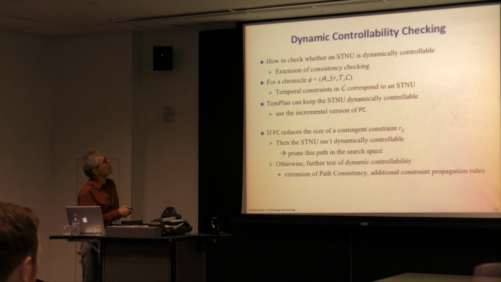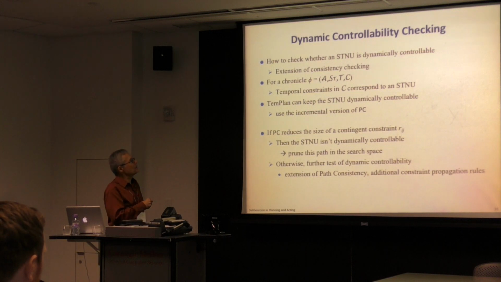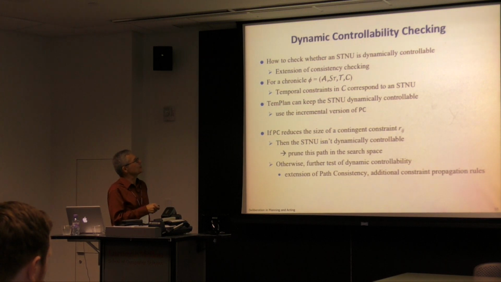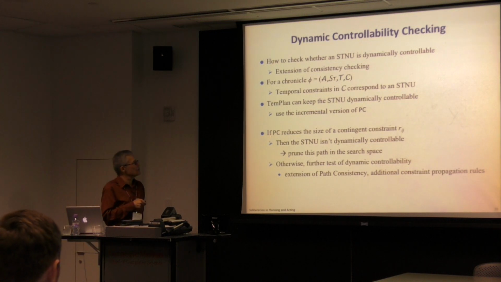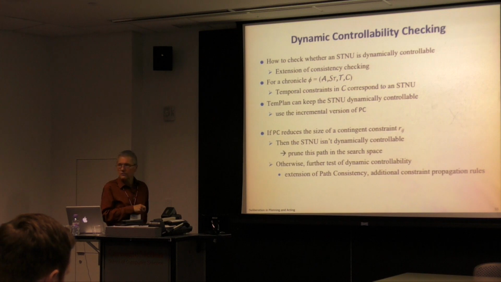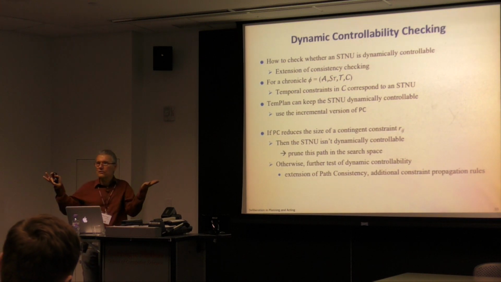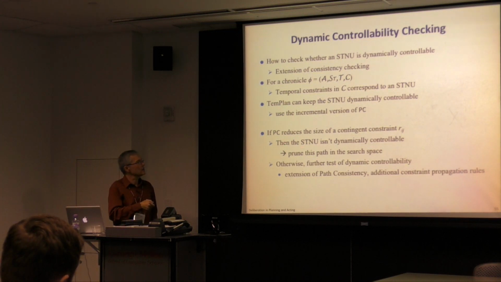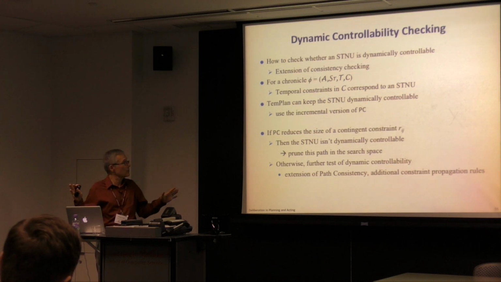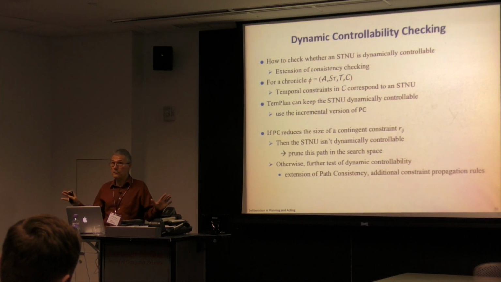Okay, so dynamic controllability checking. How do you check whether something is dynamically controllable? It's an extension of consistency checking. The temporal constraints in this thing correspond to an STNU. Templan can keep this thing dynamically controllable using the incremental version of PC. If PC, path consistency, reduces the size of a contingent constraint, remember, it's always going to reduce constraints. If one of them turns out to be a contingent constraint, then it turns out that your network is not dynamically controllable. And so in that case, you can prune that path in the search space. All right?